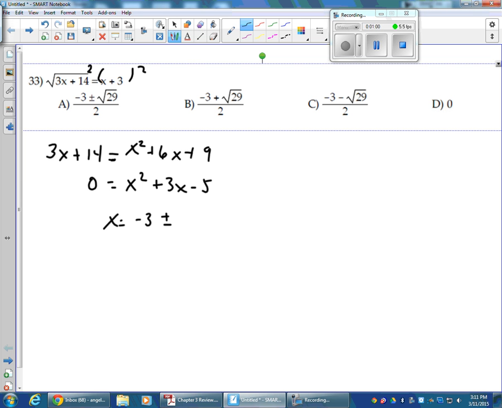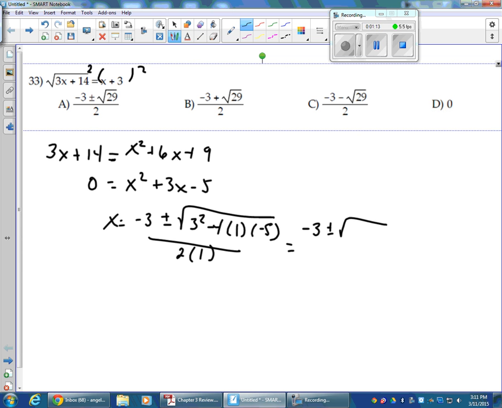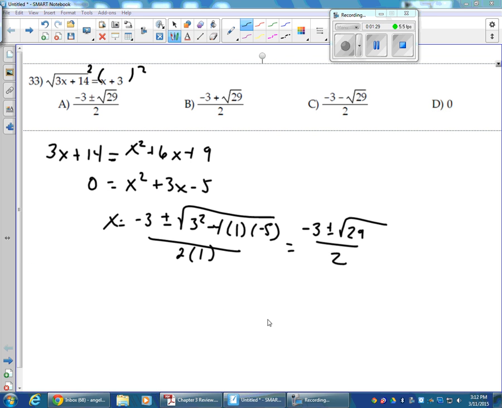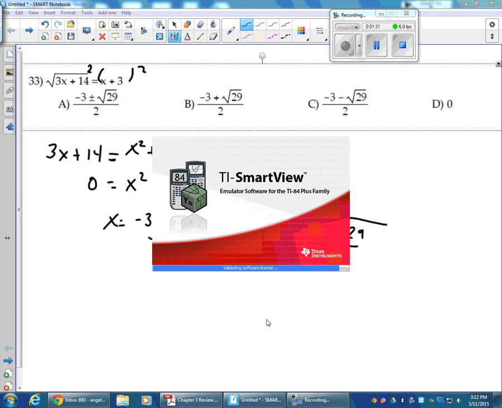X is equal to negative b plus or minus the square root of b squared minus 4ac all over 2a, which is negative 3 plus or minus the square root of 29 over 2, which would make you think your answer is A. But because this is a square root, and we can use the calculator to check it, the negative one would not work because it would give you a negative underneath the square root. So let me pause this and get the calculator up and I'll show you why it doesn't.